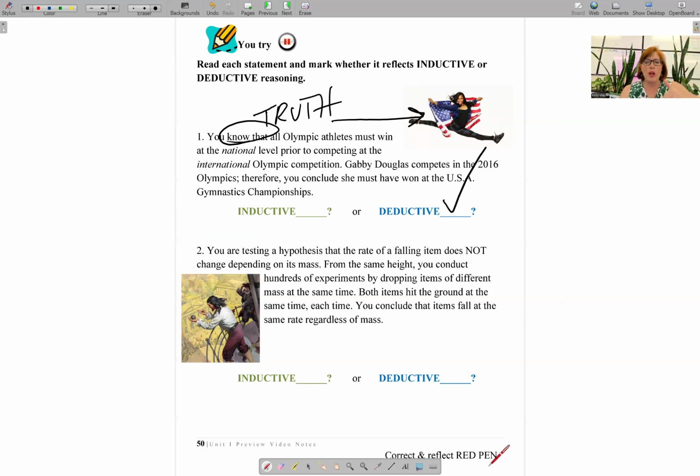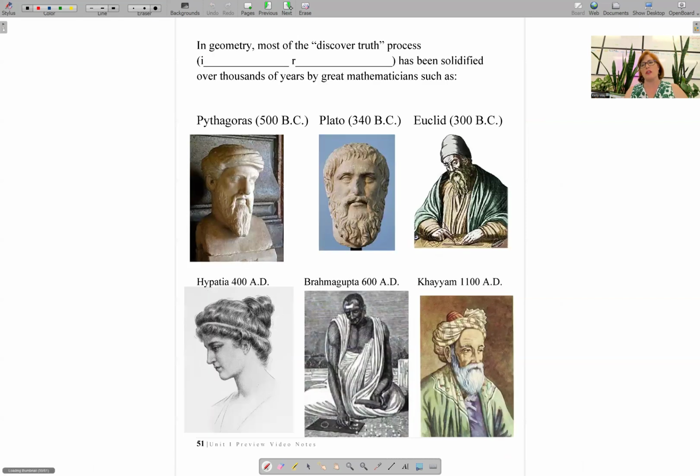All right, and you read all that, and there's conducting an experiment. This is a very, very famous experiment. And you determine that items fall at the same rate regardless of mass. You are taking in observation and data points, hundreds of experiences. That is inductive reasoning. You discovered a truth, not applied a truth. You need to know the difference between inductive versus deductive reasoning.